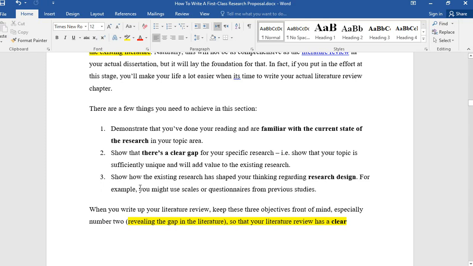And three, show how the existing research has shaped your thinking regarding research design. For example, you might use scales or questionnaires from previous studies. So you study previous research and papers not only in order to write appropriate literature for your proposal, but to find an appropriate research design for your own study, and even use the same scales or the same tests or the same questionnaires that they have used in their studies, right? So that's why you study previous or existing literature.